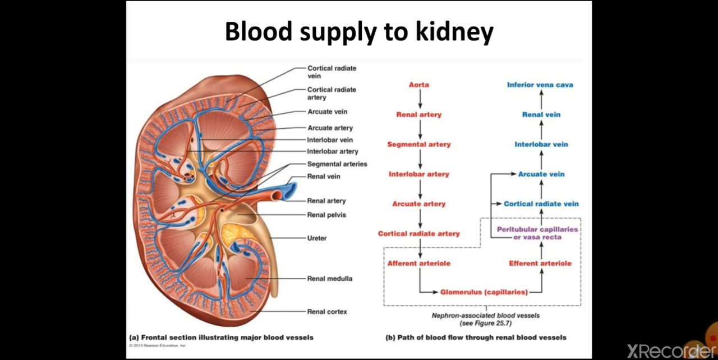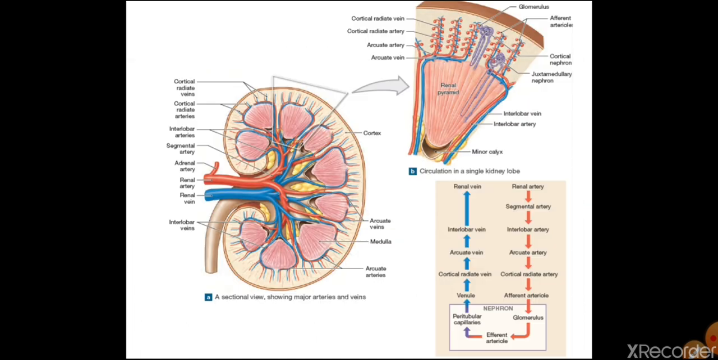From the efferent arteriole, it will go to the vasa recta, and then come the venous portions: cortical radiate vein, arcuate vein, interlobar vein, renal vein, and inferior vena cava. This is again a simpler form to explain how the blood from the kidney structures reaches the nephron part of the kidney, and how the blood supply is present here.